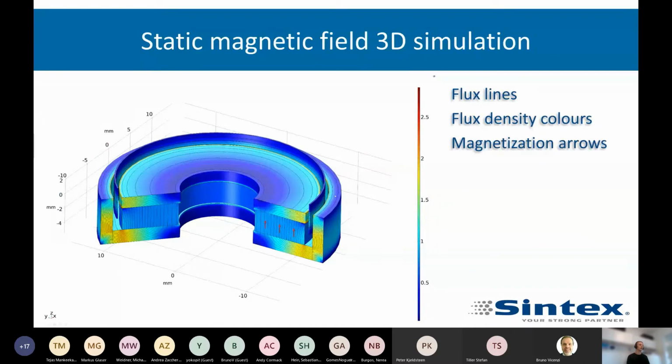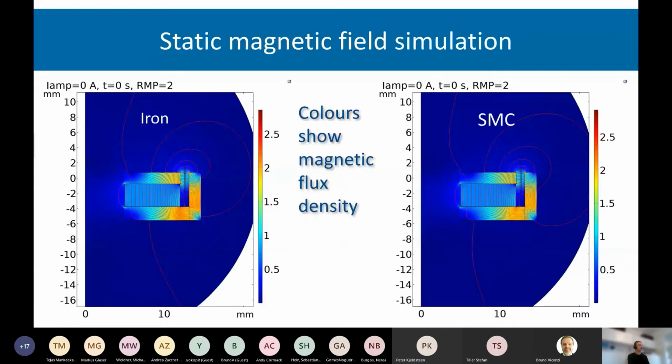First of all, we made a static simulation in three dimensions, and we can see the flux lines on the surface of the material, and the flux density. That's the colors, and you can see the magnetization direction of the ferrite magnet. Actually, in this case, I think it's an Arnold magnet because it has a little bit of conductivity. We'll get back to that in a second.